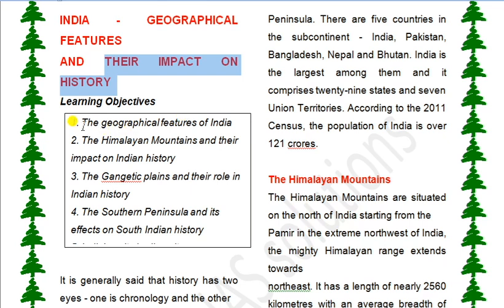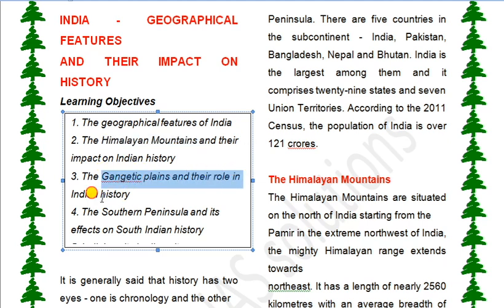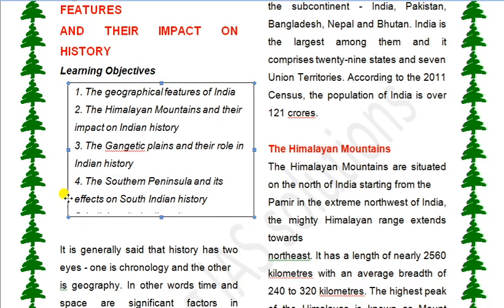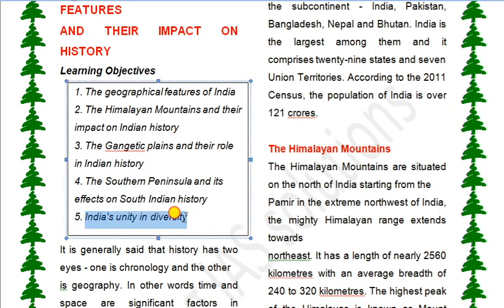The geographical features of India: the Himalayan mountains and their impact on Indian history, the Gangetic plains and their role in Indian history, and the Southern Peninsula and its effects on South Indian history, and India's unity and diversity. These are the topics that we are going to discuss in detail.